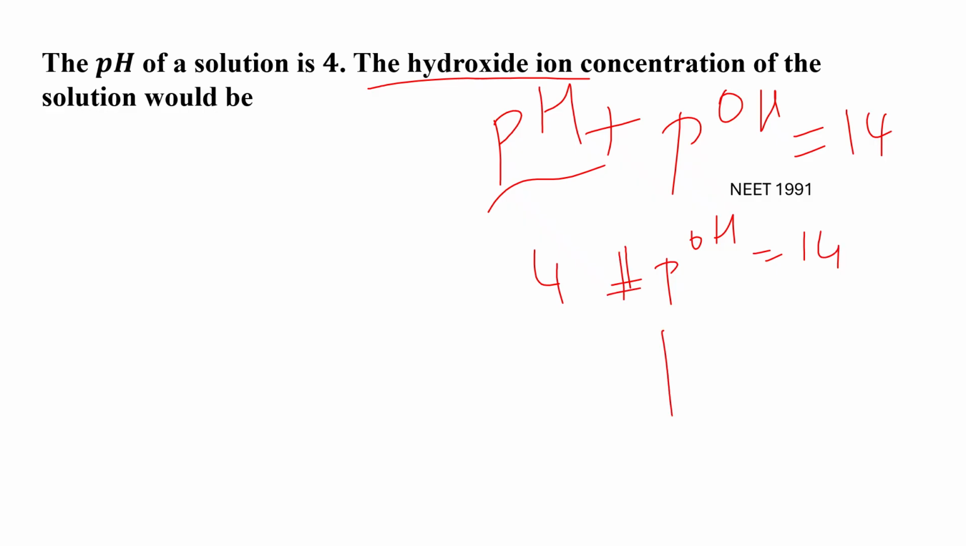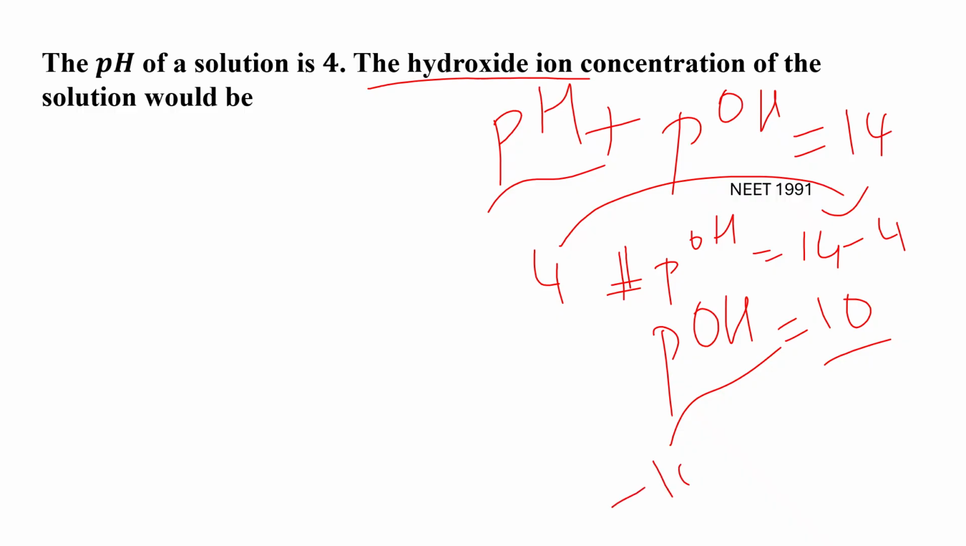Then what is pOH? Which means 14, and 4 comes over there. So basically pOH is equal to 10. If you subtract 14 minus 4, it will give 10. Okay, so what is meant by pOH? pOH is nothing but minus log of OH ion concentration, which is equal to 10.